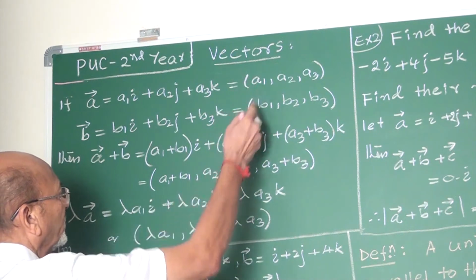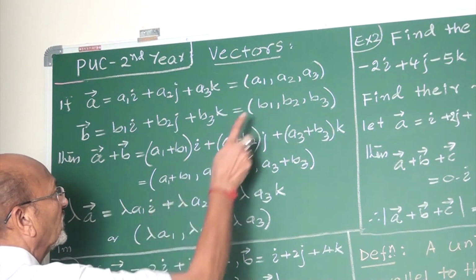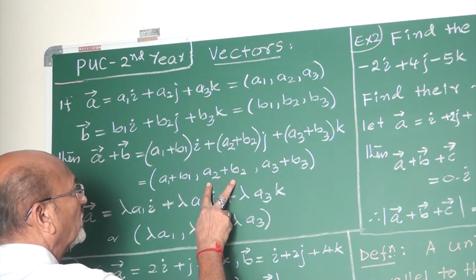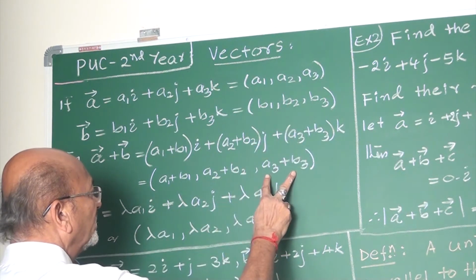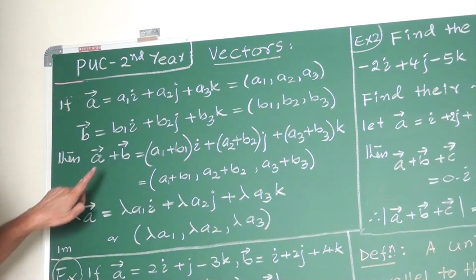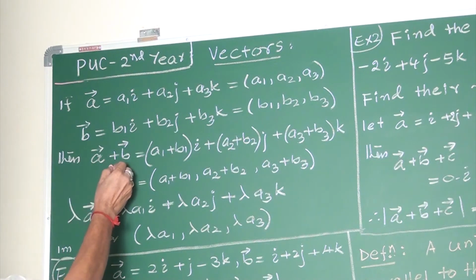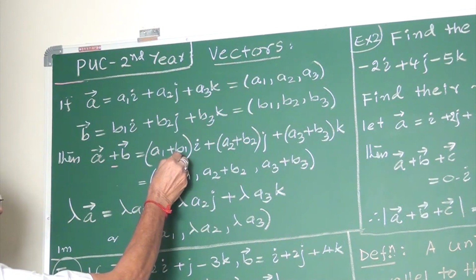Just add the x coordinates: A1 plus B1, y coordinates: A2 plus B2, z coordinates: A3 plus B3. What is this, my friends? It is the sum of the vectors. If it is a difference, A minus B, then you have to take what?